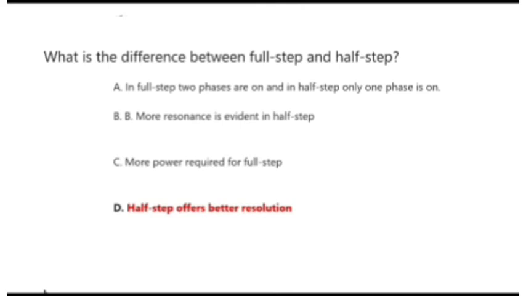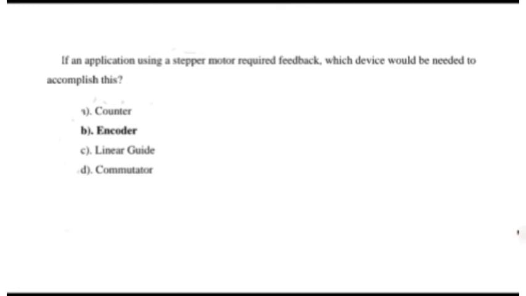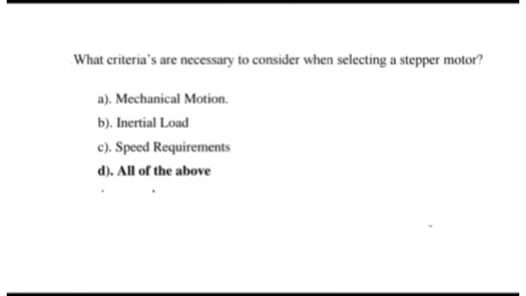Next question is, if an application using a stepper motor requires feedback, which device would be needed to accomplish this? Options are counter, encoder, linear guide, commutator. Correct option is encoder. Next question is, what criteria are necessary to consider when selecting a stepper motor? Options are mechanical motion, inertial load, speed requirements, and all of the above. Correct answer is all of the above.